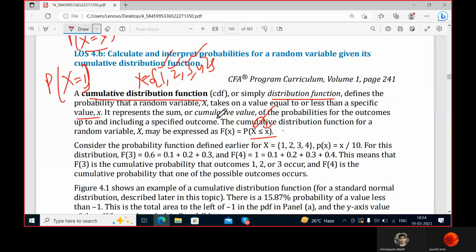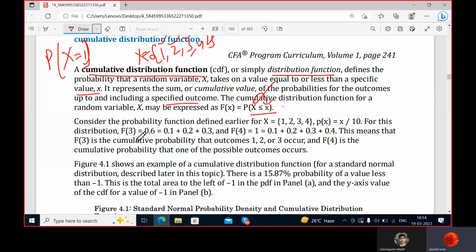Now, it represents the sum or cumulative value of probabilities for outcomes up to and including a specified outcome. So it may not go beyond this; it may always be either equal to or less than some value. That is what the cumulative distribution function shows. To understand it better, we take a probability function with a random variable x of 1, 2, 3, 4, and we put some values in this.